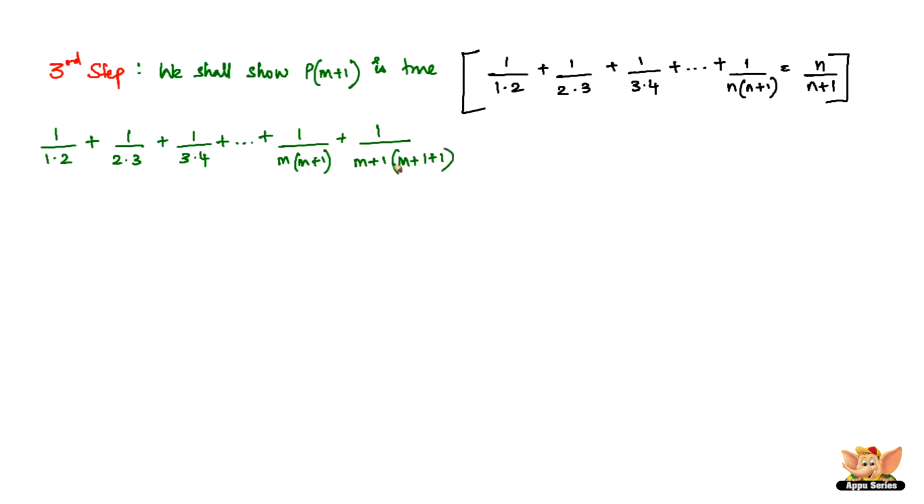You're replacing n by m plus 1, which is equal to m plus 1 divided by m plus 1 plus 1, because you're replacing n by m plus 1, right? So now is the time for you to remember whatever I told you at the end of the last page. This much is equal to m by m plus 1. Let me show it to you quickly.